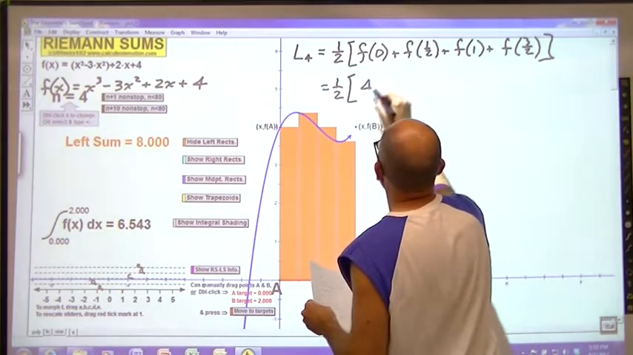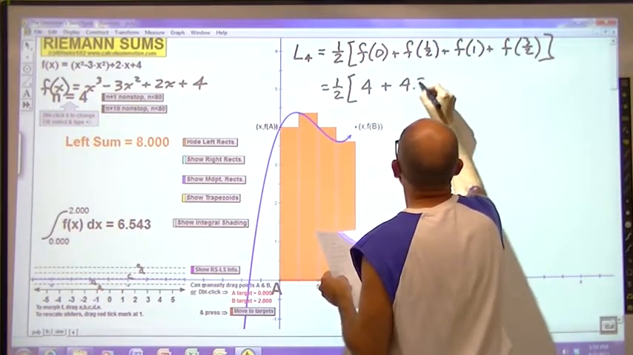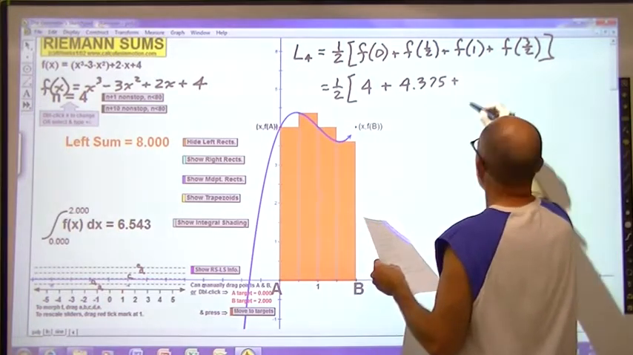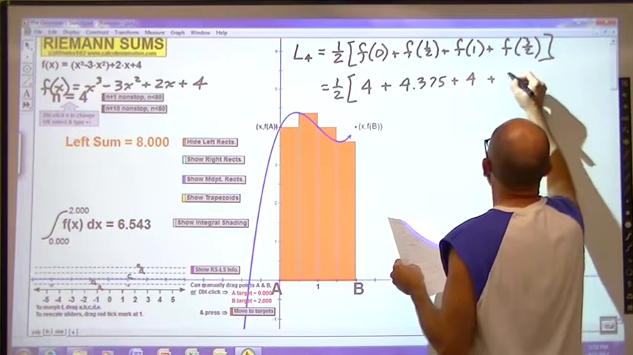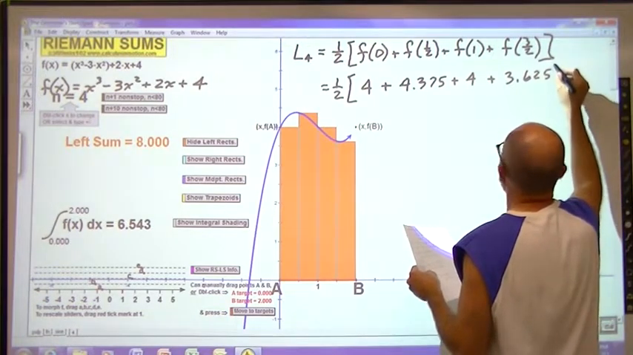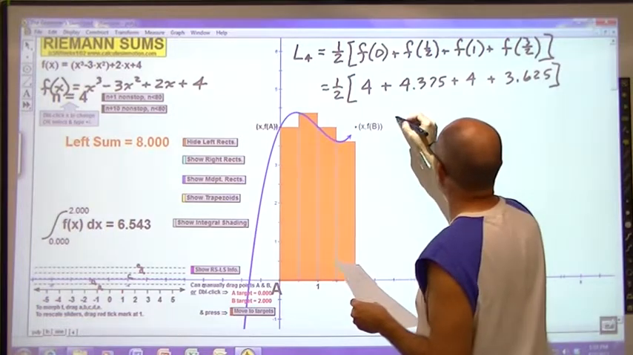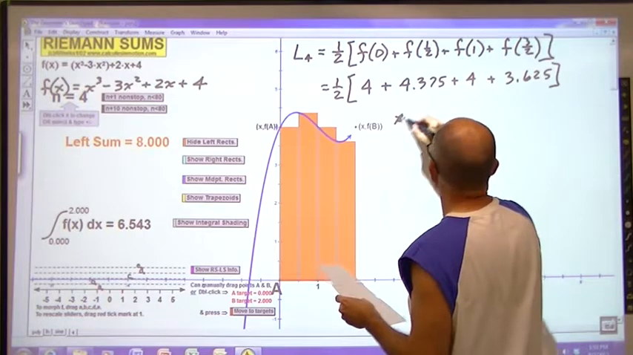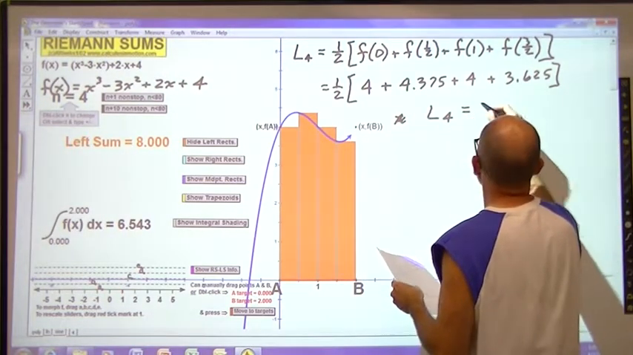now when I plug in 0 into my function, I get 4. When I plug 1/2 into my function, I get 4.375, which is 4 3/8 of course. And then when I plug in 1, I get 4 again, and when I plug in 1.5, I get 3.625, which is 3 5/8. Now when I distribute my half to all these and add it up, then I end up with, let's just go like this, L sub 4 equals 8.